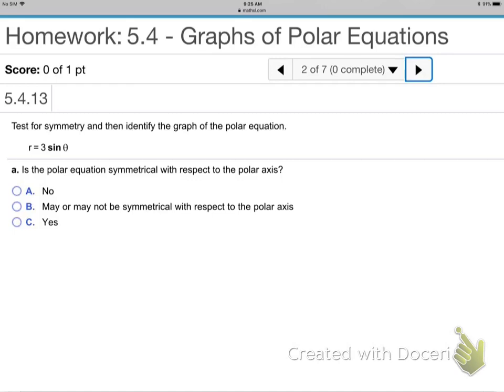All right, so r equals 3 sine theta. We're going to do some symmetry tests. You can tell I'm much more dependent on the book at this point because I hardly ever do this. So I'm going to give you 3 symmetry tests on this that they're going to have us go through. Okay, so how do we go through that?